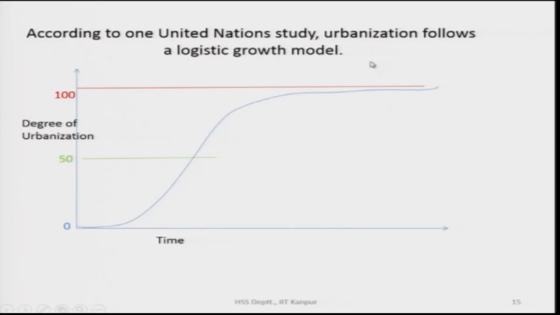According to one United Nations study, this urbanization follows a logistic trend, which means that for a long, long time, the level of urbanization remains minimal. As time passes, the level of urbanization starts rising, and further the rate of growth of urbanization may decline, but the percentage of urban population is constantly rising and it may stop somewhere near 90%, 95%. Today if you look at the entire world, then more than 50% of the population of the world is living in urban areas.